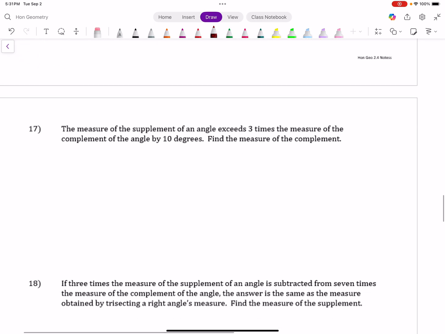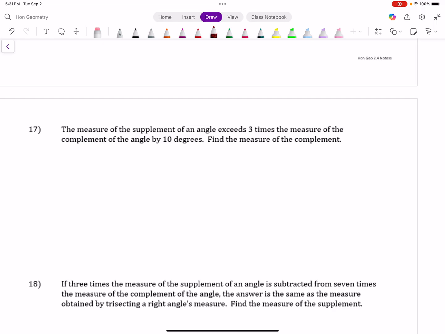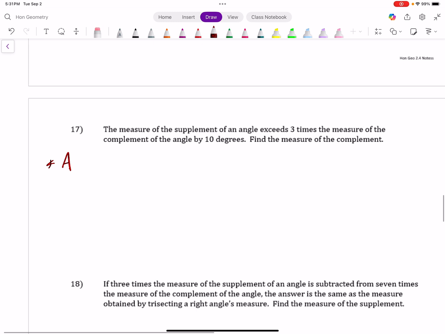Okay. All right, next up, the measure of the supplement of an angle exceeds 3 times the measure of the complement of the angle by 10 degrees. So let's say A is just the measure of the angle. So if we want its complement, that's going to be 90 minus A. I'm just going to put 90 minus A while I'm writing it down. Its supplement is going to be 180 minus that angle.